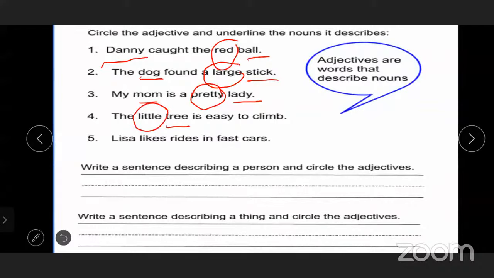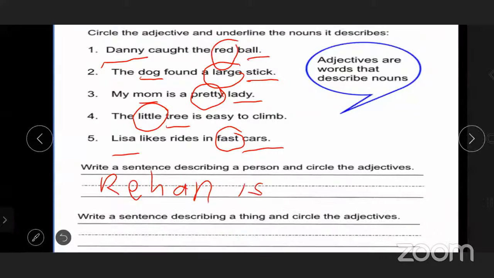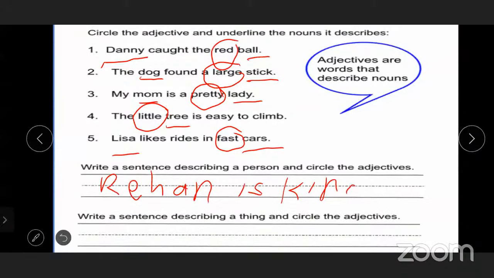Now the next sentence: Lisa likes rides in fast cars. Here the nouns are Lisa and cars. And the adjective? Fast. Very good. Now tell me a sentence describing a person. Rohan is a very kind boy. Can you repeat it? Rohan is a kind boy.